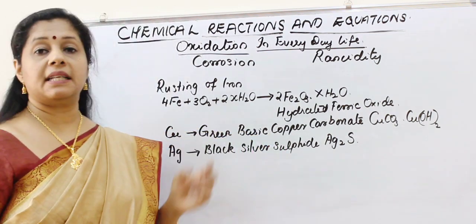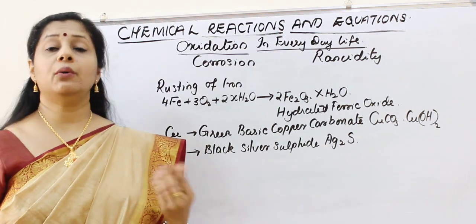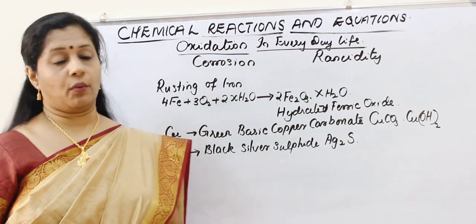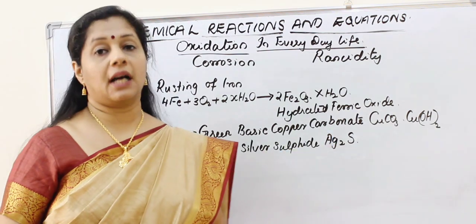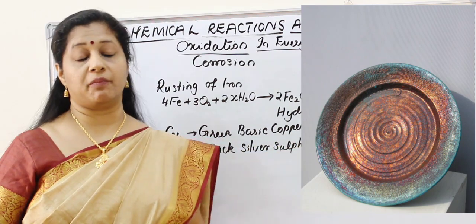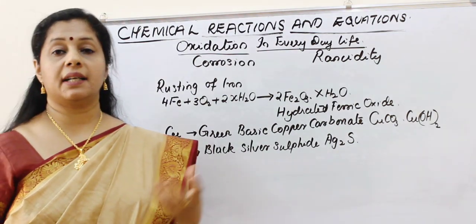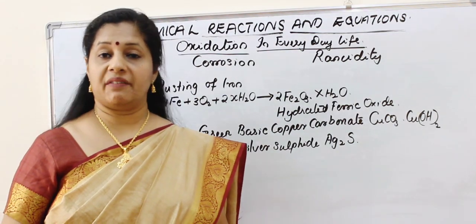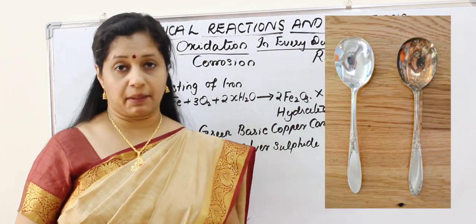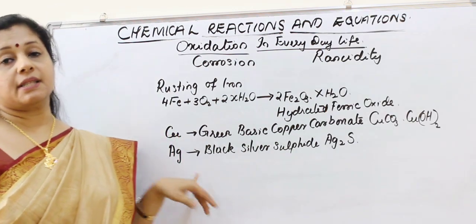The second metal which is undergoing corrosion is copper. If you expose copper to the oxygen, it will develop a green color coating over it, which is basic copper carbonate. So here you have to know the color, green color, and the substance formed is basic copper carbonate. The same way silver articles, if you keep them outside, or those who are wearing silver ornaments, especially anklets, we know it turns black over a period of time. It is because of the formation of silver sulfide, which is black in color.